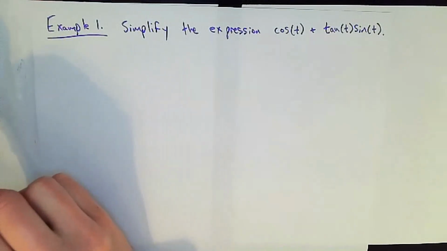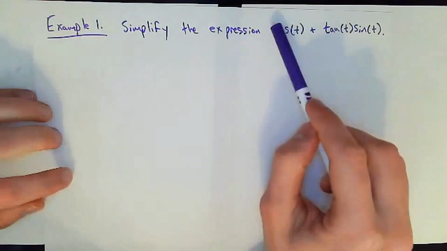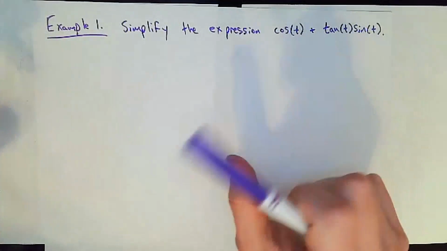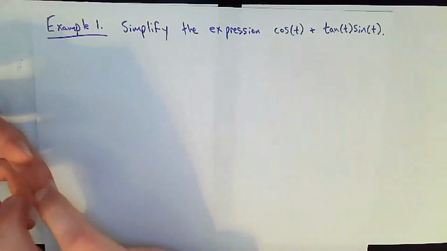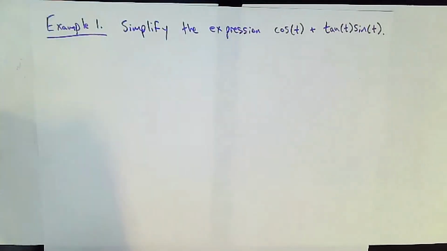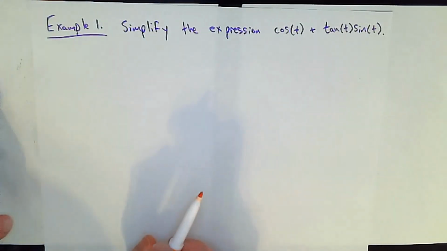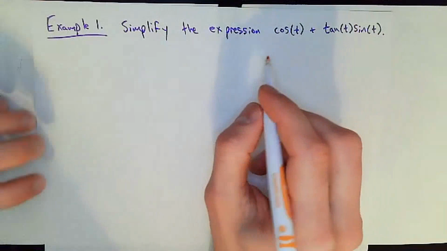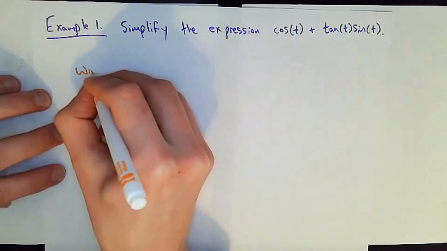What do I mean by simplify it? Well, what I mean is this is going to clean up really nicely somehow, probably compact all the way into a single trig function. So how do we do that? A good technique is to write everything in terms of sines and cosines.